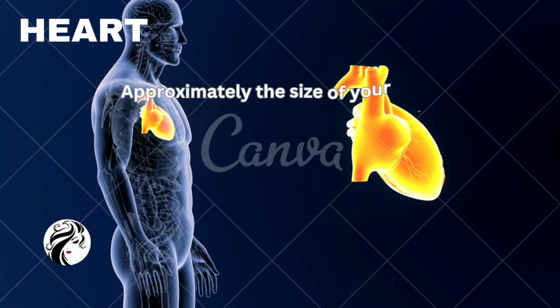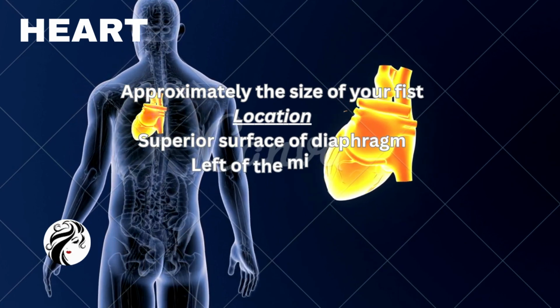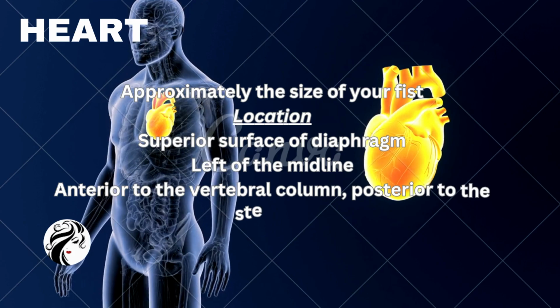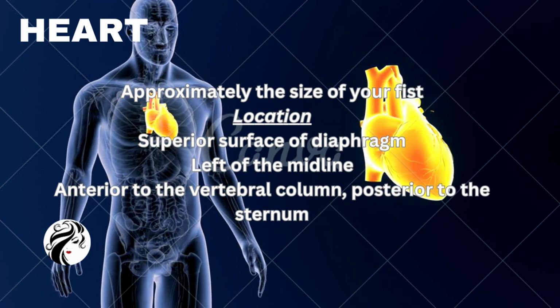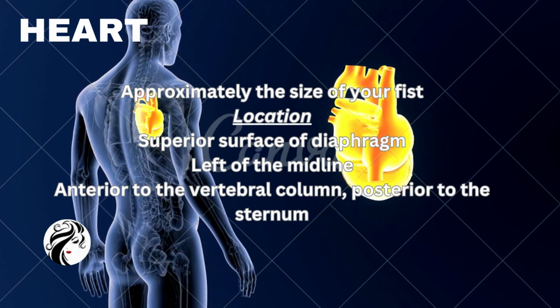So our heart is approximately the size of our fist, and its location, if you will see, is superior to the diaphragm, left to the midline, anterior to the vertebral column, and posterior to our sternum.